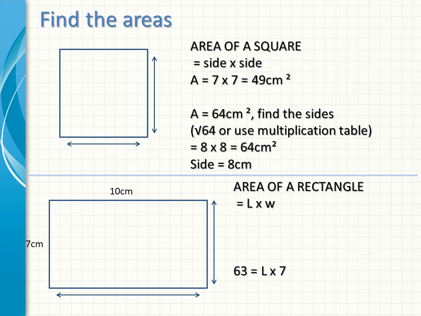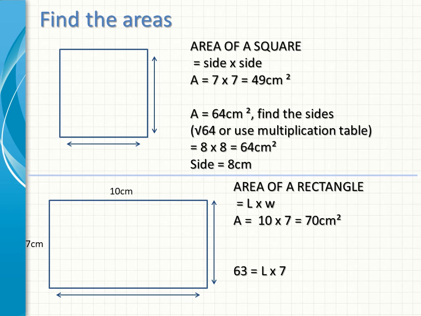So let's simply find the area of this rectangle. What is our length? 10 centimeter. And our width? 7 centimeter. So if the area is length times width, how do we find the area of this rectangle? 10 multiplied by 7. So what's our answer? 70. Area of this rectangle is 70 centimeter square.